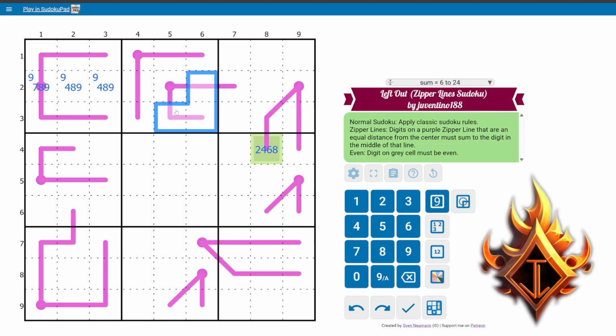9 will never be on a tail of a zipper line either, because then the center digit would be higher than 9. So since it can't appear there, it will appear there. And now that these are 9, we have 9 times 3, 27. And then this box will be 18.